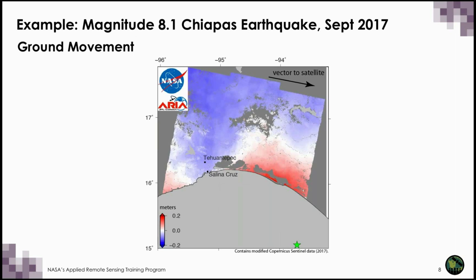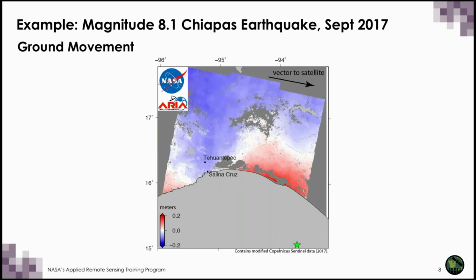One, the before image, was acquired on September 7th, before the event, and the after image was acquired on September 13th, 2017. So the colors that you're seeing here represent surface motion. The red tones indicate that the areas along the coast of Chiapas and Oaxaca moved towards the satellite by as much as 22 centimeters, that's around 9 inches, in a combination of up and eastward motion.